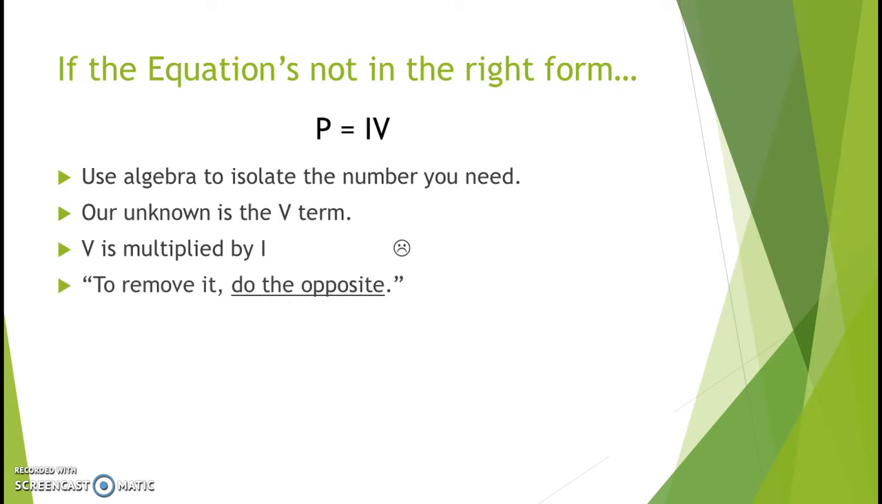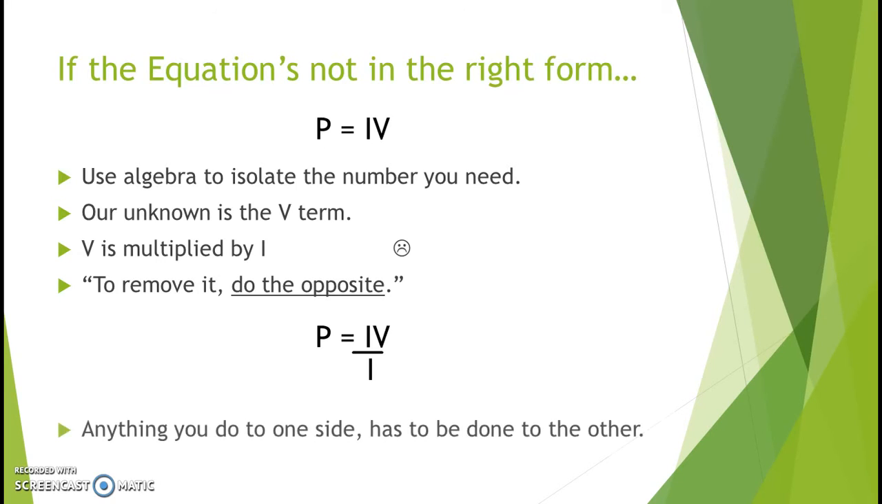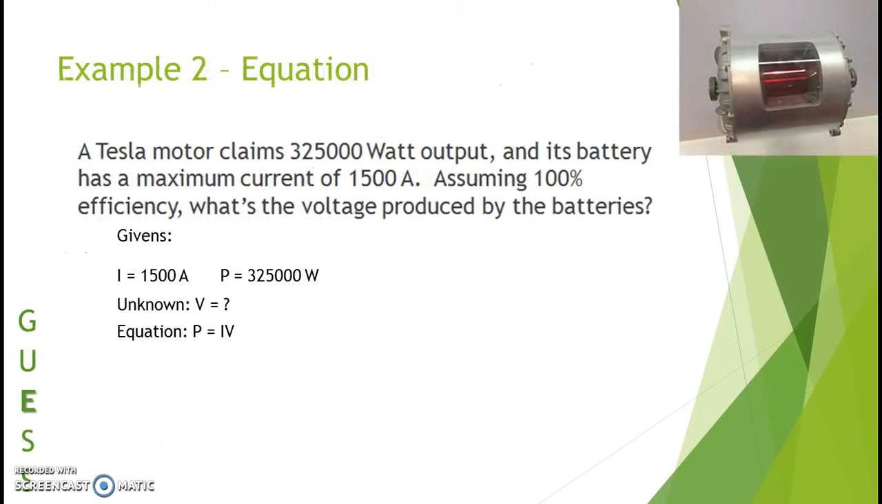So to get rid of it, we do the opposite. Instead of multiplying by I, we divide by I. So we decide to divide by I in order to isolate V. Now to keep that equation equal, we need to do the same thing to the other side. So we need to divide that by I as well. And at that point, we've isolated V.